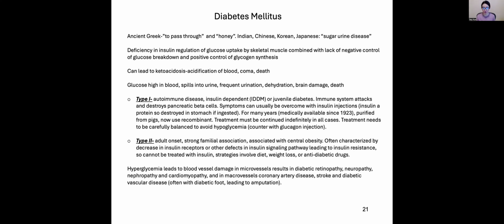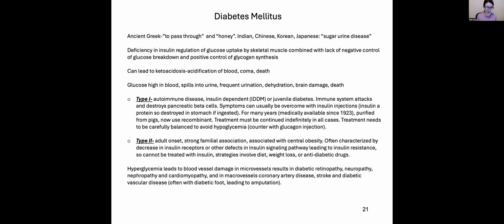So before medically available insulin since 1923, we used to purify the insulin from pigs. But now we use recombinant insulin as a treatment.